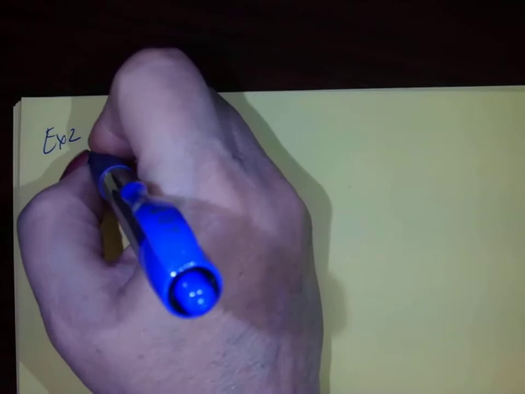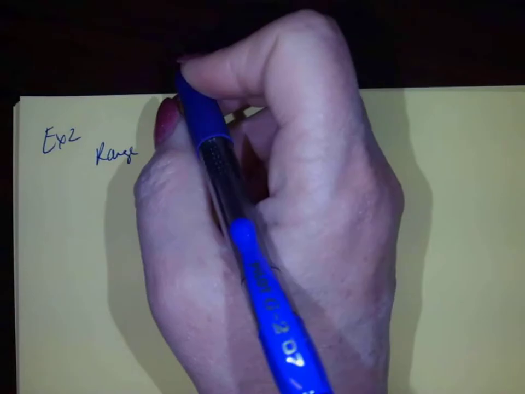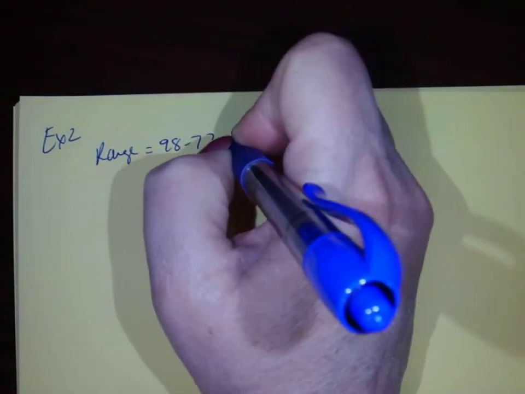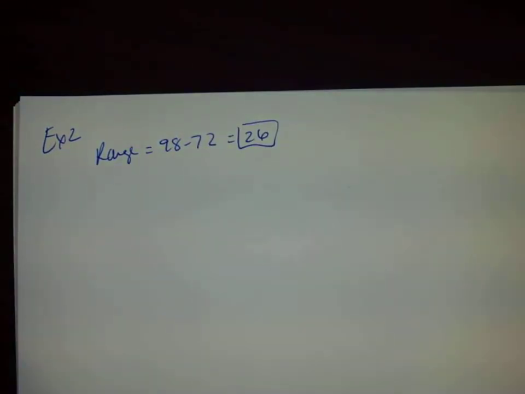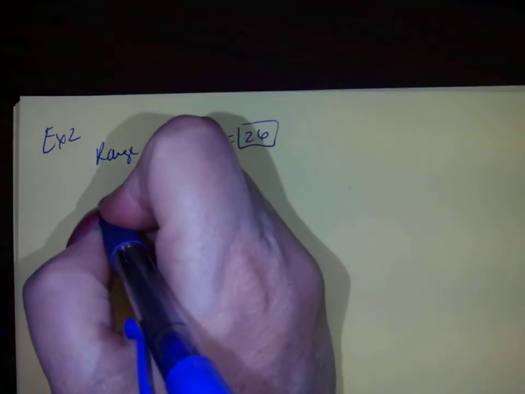And let's find our range again. Our range is still going to be 98 minus 72. Still gets us a range value of 26. That's how spread out the points are.